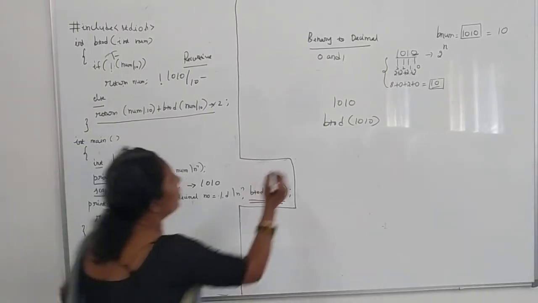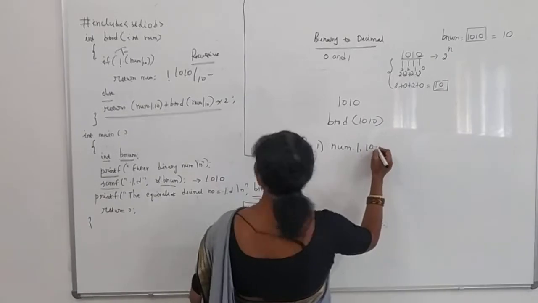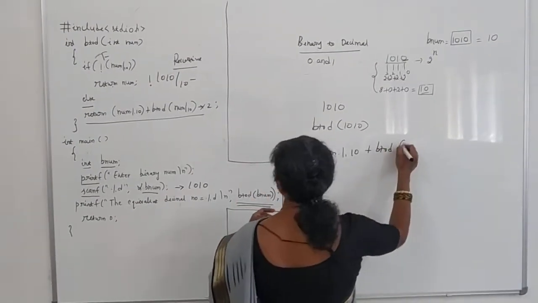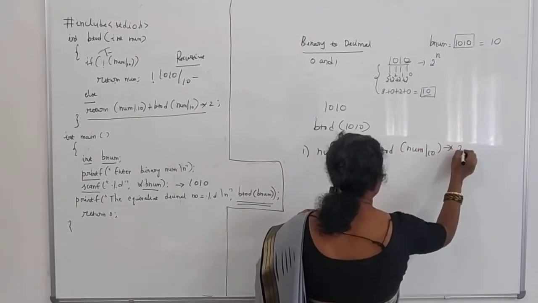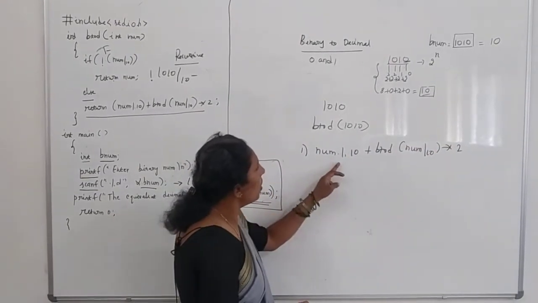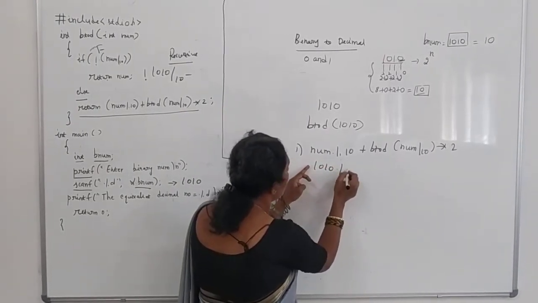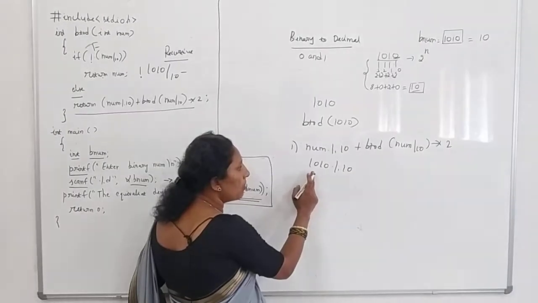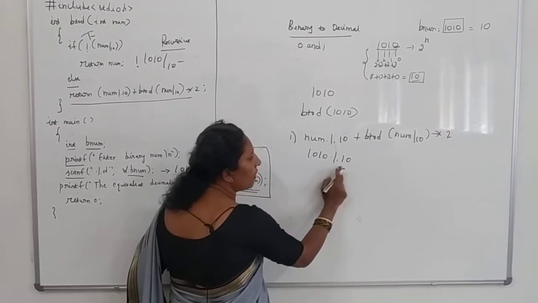So in the first iteration: num modulus 10 plus binaryToDecimal of num divided by 10 multiplied by 2. Here num is nothing but 1010. You remember that we calculated the remainder value using num modulus of 10. So here we got the least significant bit, that is what?